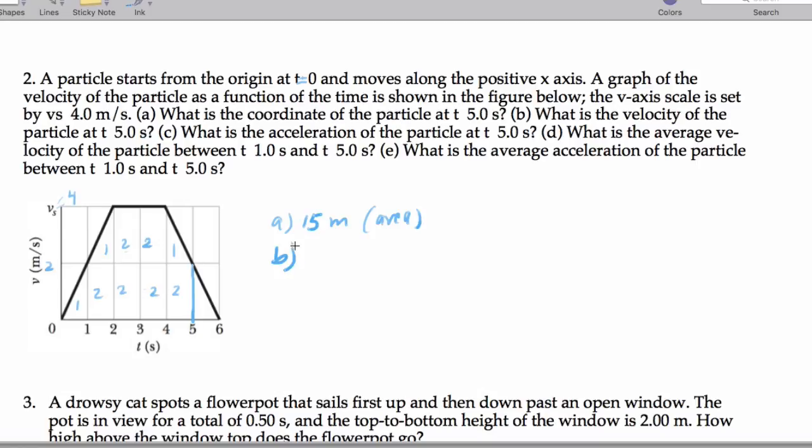For part B, the velocity of the particle at 5 seconds is 2 meters per second, just reading it off the graph. And then for C, what is the acceleration of the particle at 5 seconds? Let's just get the slope.